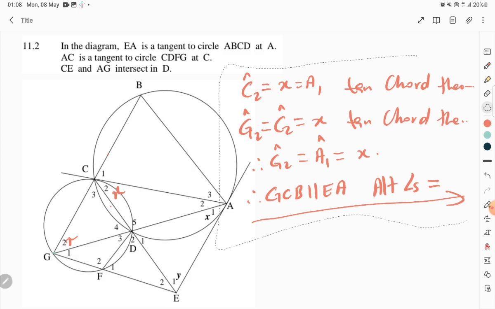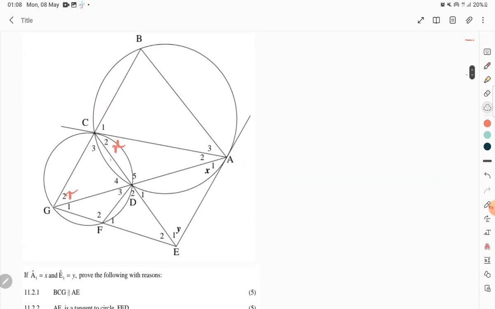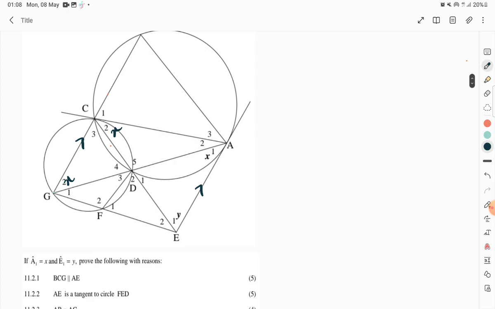Now, after having all that, we can indicate the fact that these lines are parallel to each other, so that we can use everything else that has to do with parallel lines. So this one is x, this one is x as well. We don't have to get rid of this information, because it is very useful. We are not going to redo it in the second question, because it's already been done. For number 2, we are to prove that AE is a tangent to a circle FED.